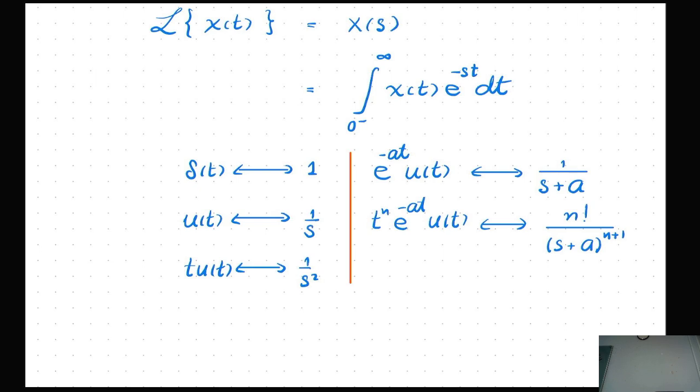For the sine function, you break it into e to the jbt minus e to the negative jbt over j2. And you do the Laplace transform of each term, and then you combine them, and you're going to get this as a Laplace transform of sine. Now, b is usually the angular frequency of the sine function. So this is the b, the angular frequency.